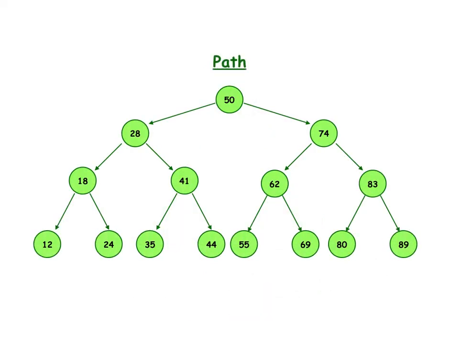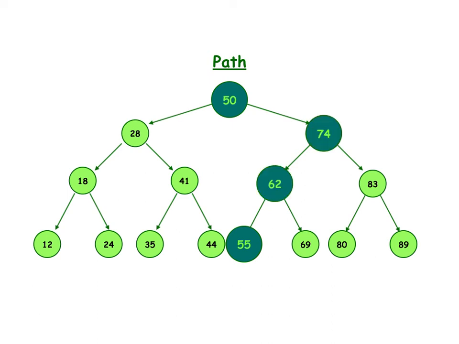Another important word is the word path. Now, what do I mean by path? By that, I mean, suppose I ask you, how do we get from node 50 to node 55 down at the bottom? And the only way we can get there is to use the edges that connect the nodes. Well, there's only one way to get from 50 to 55. To do that, we'll have to go to 74, then to 62, before finally reaching 55. Thus, the path consists of nodes 50, 74, 62, and 55. A path is the sequence of nodes that must be visited in order to go from point A to point B on a binary search tree.